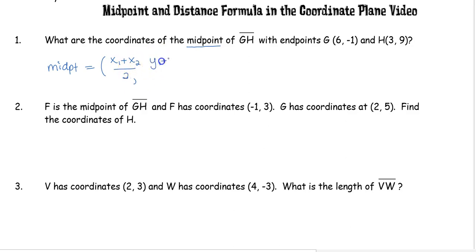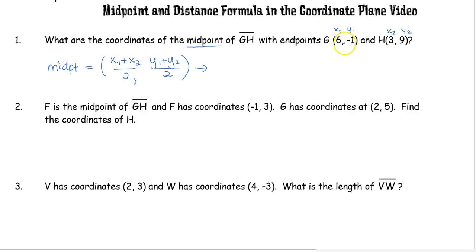We do the same thing with the y's. We add up the y's, we cut it in half. Notice the little subscript 1, 2. That just means your first x, your second x, your first y, your second y. It doesn't matter which one you decide goes first and which one goes second, as long as you're using the two different x's here, the two different y's here.